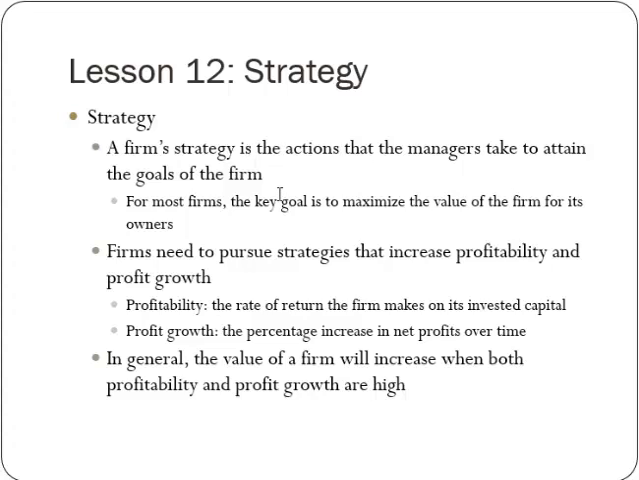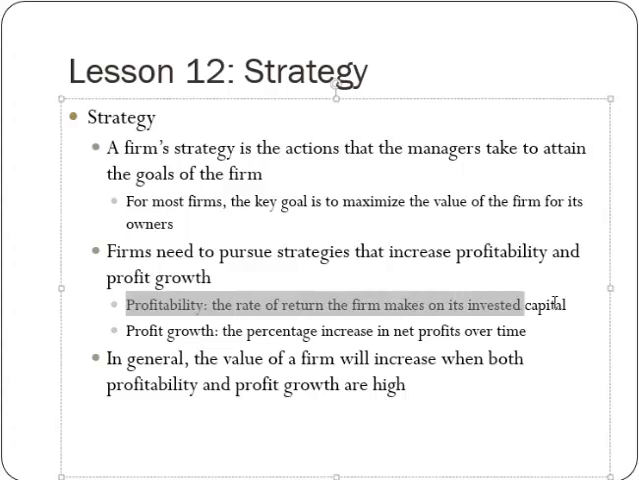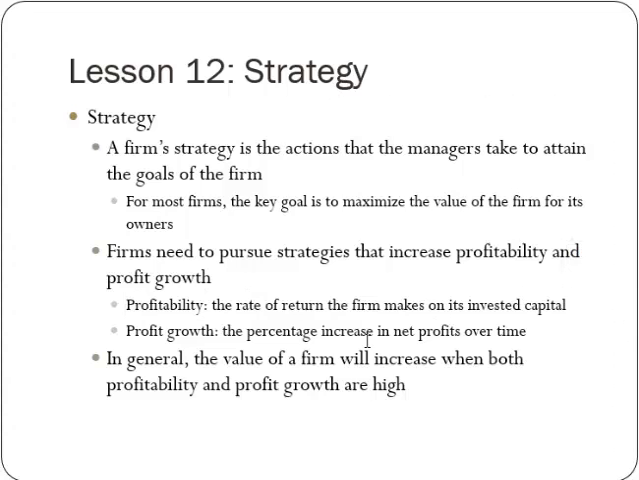Generally speaking, a firm's strategy is the actions that the managers take to attain the goals of the firm, which is usually to maximize profits. You also want to maximize profitability, but also profit growth. Profitability is what you make, but profit growth is the percentage of net profits over time. You want to increase the number of dollars you make, but also have a higher percentage of growth. If you make $100,000 one year and $110,000 the next year, you've had a 10% profit growth in addition to the $10,000 that you've actually gained.